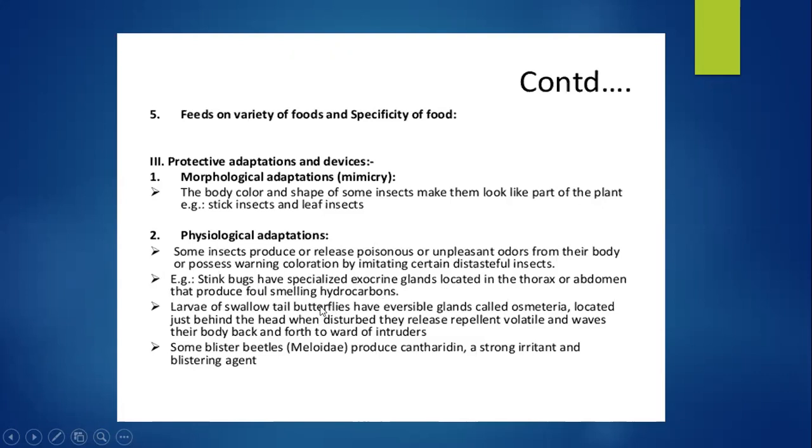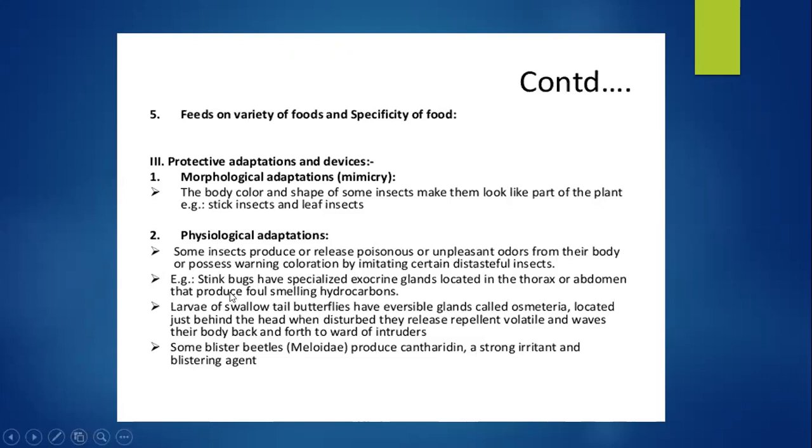So this is a protective warning from this insect, so that other insects or other organisms avoid eating the stink bugs because of these foul-smelling hydrocarbons. Got it? Maybe this foul smell is a favorite for some other organisms which feed on the stink bugs. That is also there.